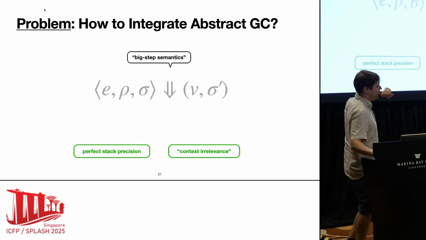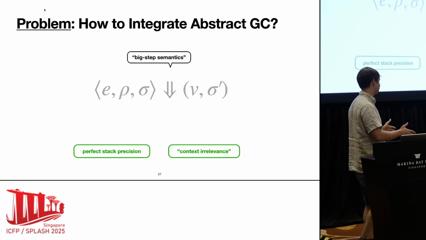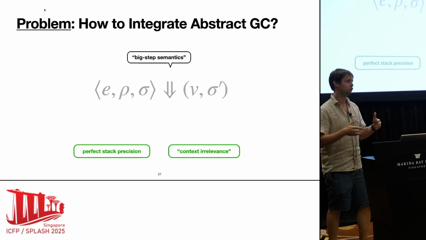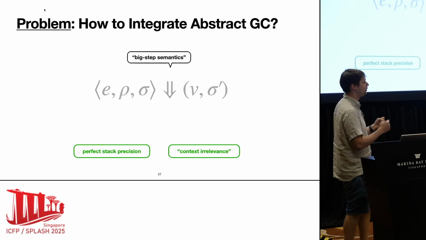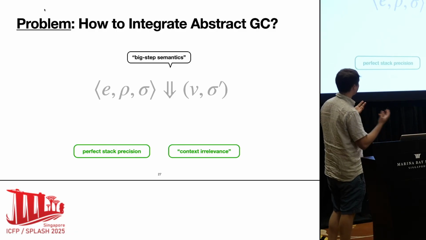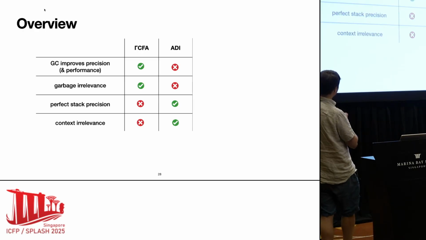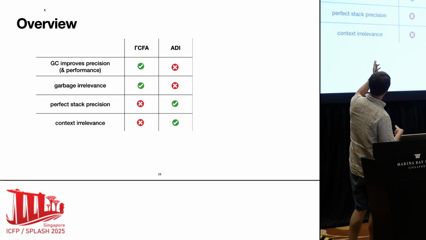It also gives us the property of context irrelevance, which, similar to garbage irrelevance, means that we don't need to duplicate work, we don't need to duplicate evaluations for different contexts, different continuations, because in the end, these do not influence the evaluation result.